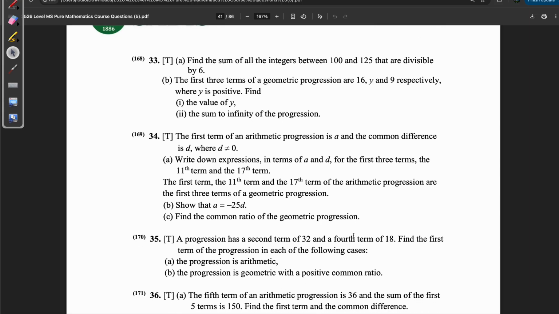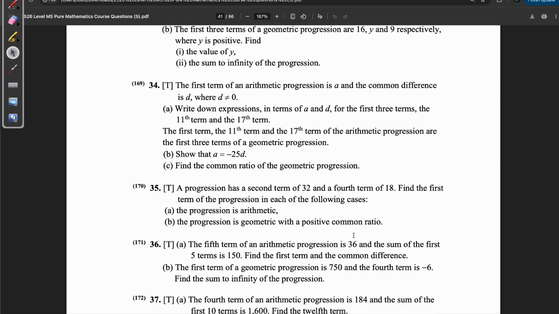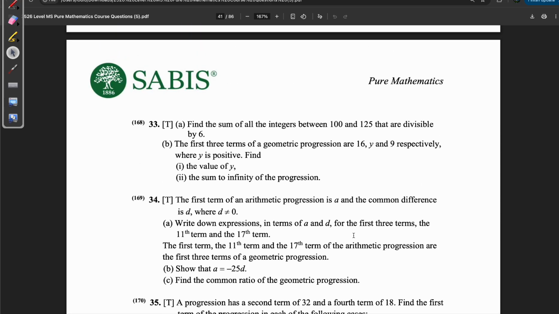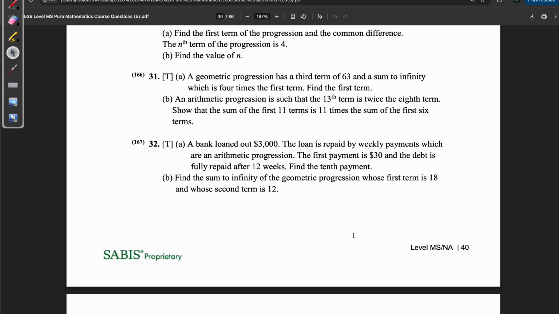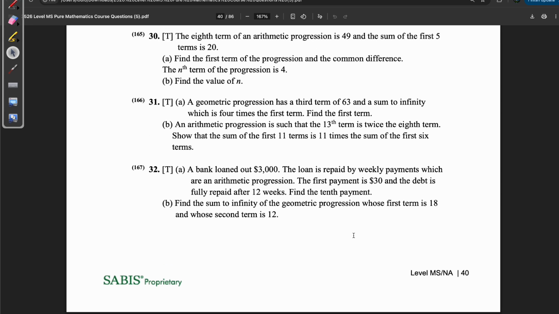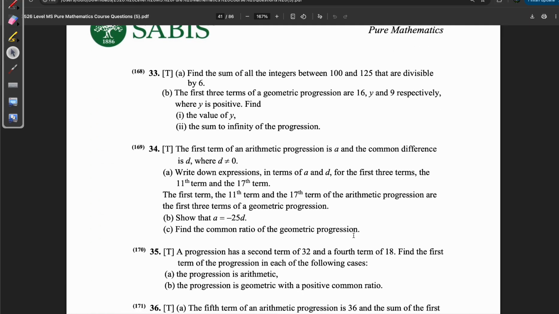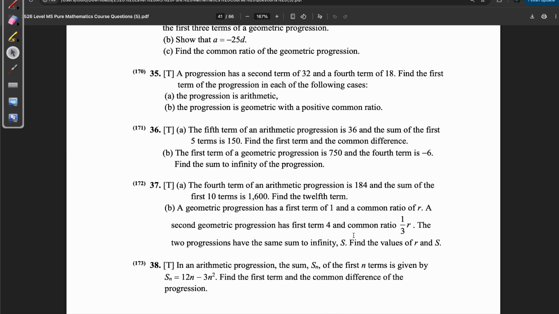Let's go to question 36. The fifth term of an arithmetic progression is 36 and the sum of the first 5 terms is 150. Find the first term and the common difference. I believe this question 36 does not need explanation. We do not need to do another explanation on 36 since its concept is repeated.